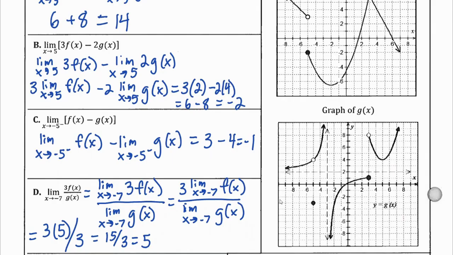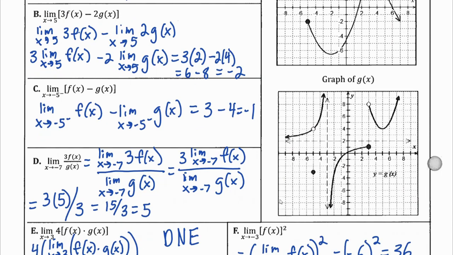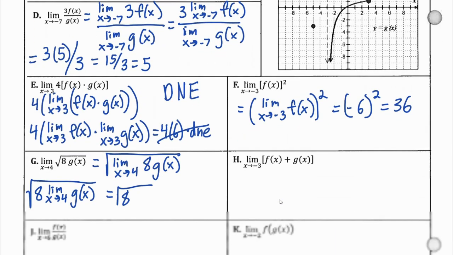So now we can substitute in for the limit as x approaches 4 of g of x. So we'll look at g of x. So as x approaches 4, our y value is approaching 5. So we'll plug in 5 there. And so we'll get the square root of 40, which we would want to simplify, and that's going to be 2 root 10.